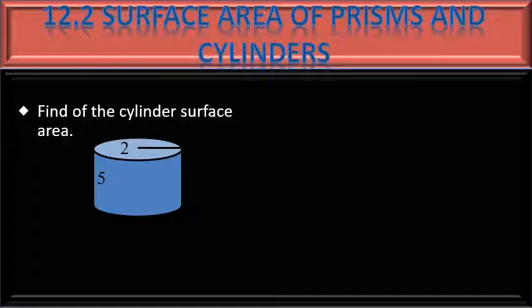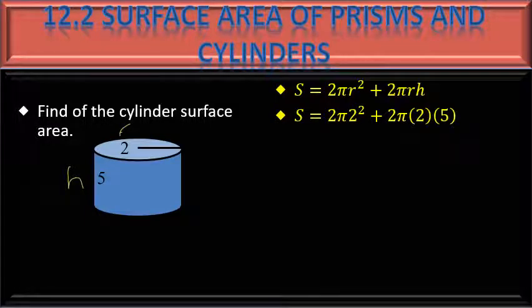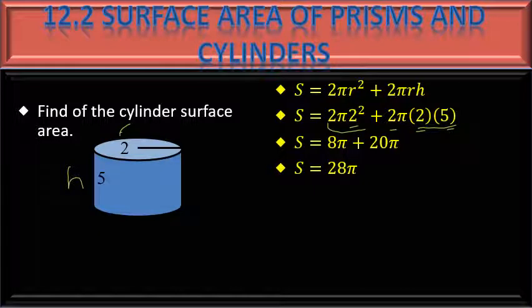Find the cylinder surface area. Surface area is 2 pi r squared plus 2 pi rh. Well, the 5 is our height, the 2 is our radius. Fill those in. Radius is 2, height's 5. All right, here we have 2 squared is 4 times 2 is 8. Over here that's 10 times 2 is 20. So we have 8 pi and 20 pi. Add those together, we have 28 pi's, which is our exact answer.